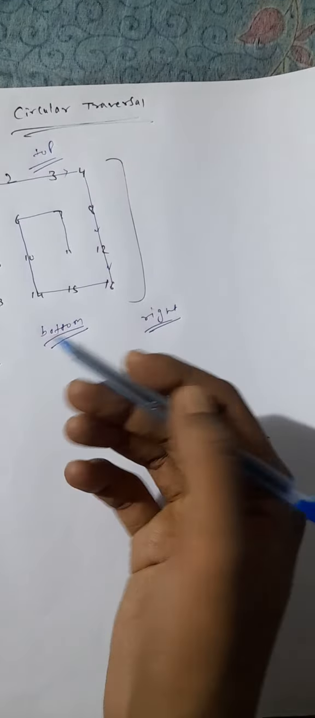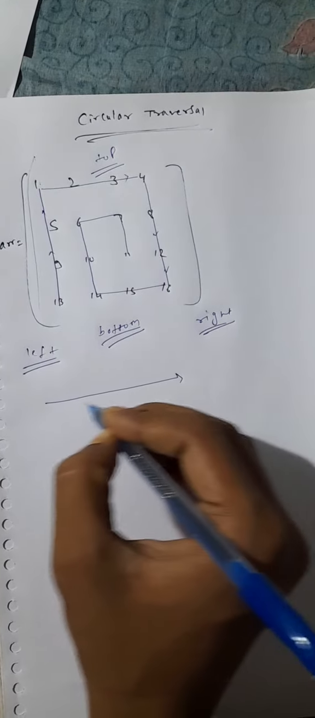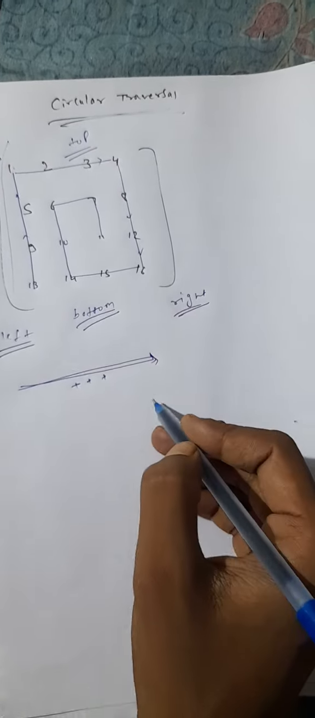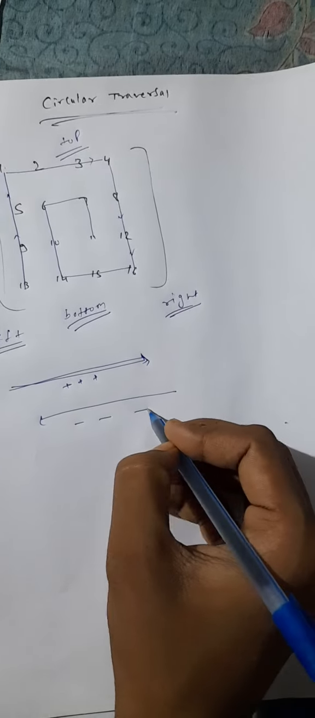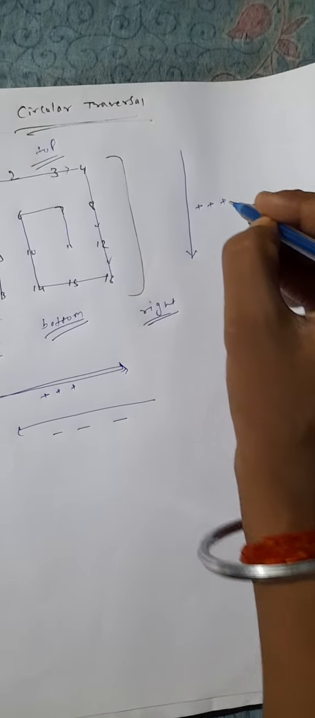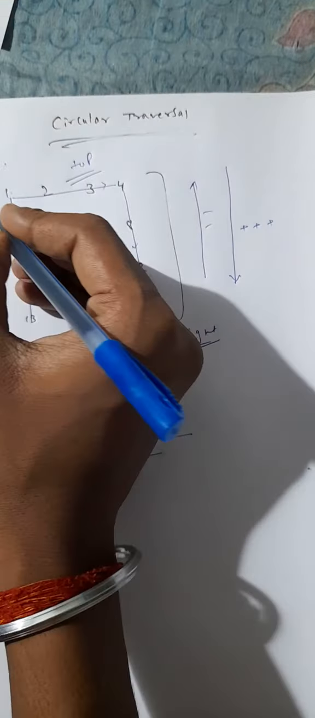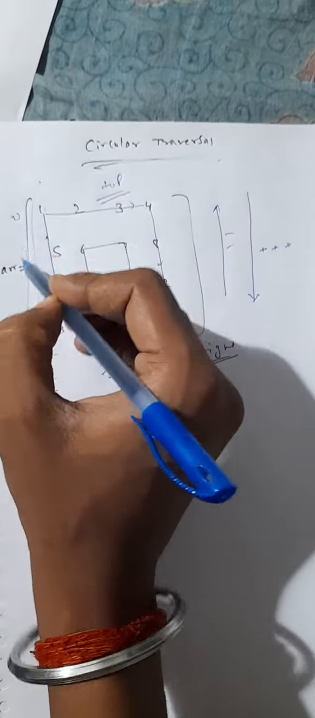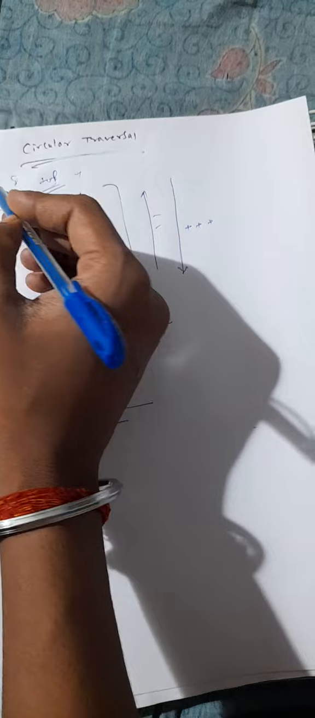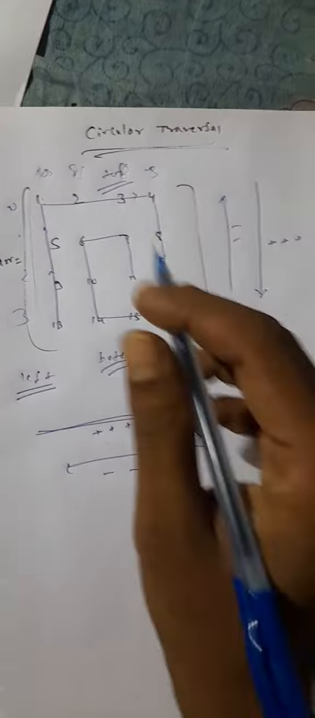Before moving forward, I can explain from the basics. When we go left to right, the value increases, and when we go right to left, the value decreases. When we go top to bottom, the value increases, and when we go bottom to top, the value decreases, because you know the indexes 0 1 2 3 4. So in that way we have to declare.